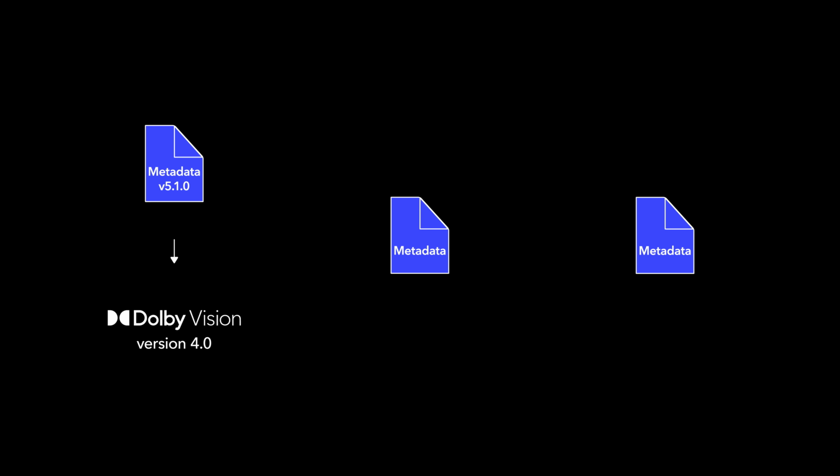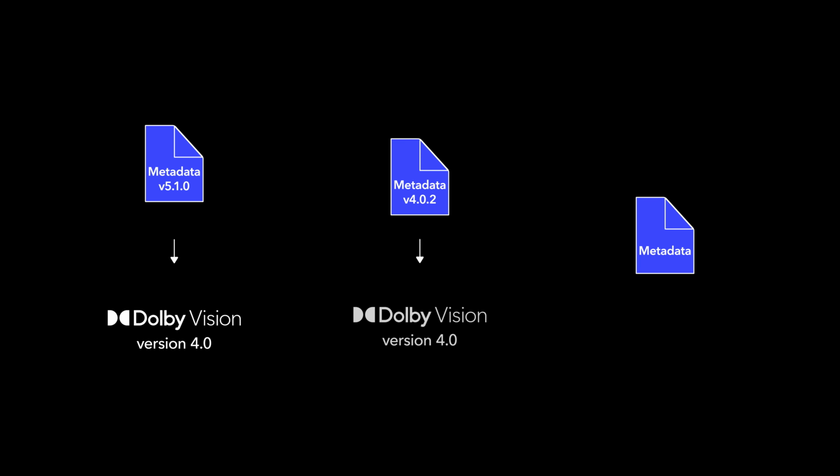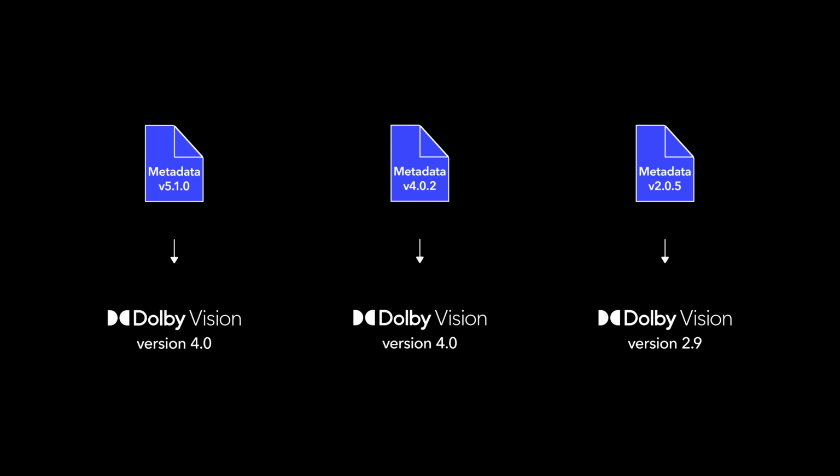Currently, there are 3 versions of Dolby Vision metadata. Metadata version 5.10 refers to Dolby Vision version 4 and provides support for home and cinema targets as well as L11 metadata. Metadata version 4.02 also refers to Dolby Vision version 4 and supports home targets. It is the current de facto standard for delivering content in Dolby Vision. Metadata version 2.05 refers to Dolby Vision version 2.9.